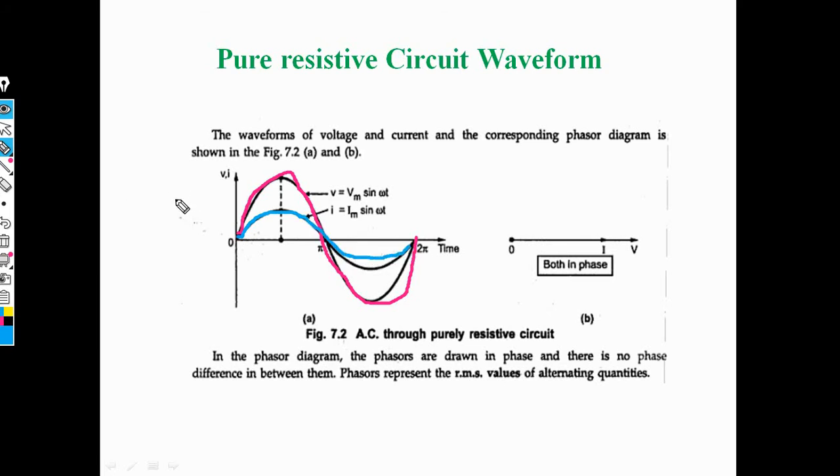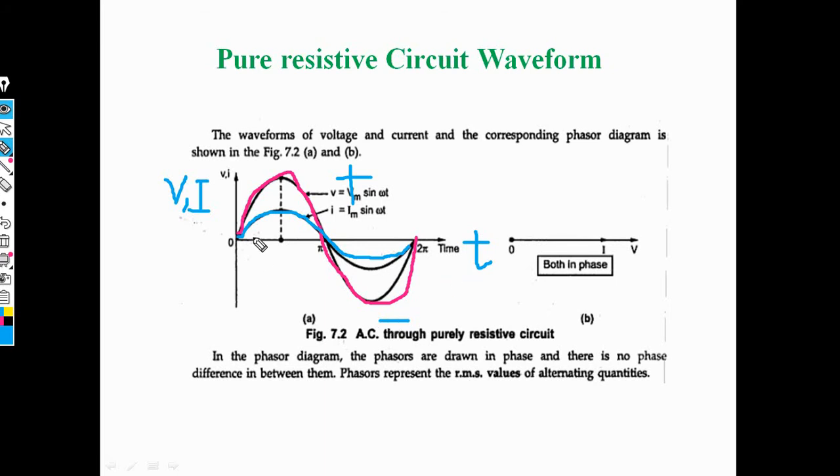The y-axis indicates voltage and current waveform with respect to time. This is the positive half cycle. This is the pure resistive circuit. Now this is the positive half cycle and this is the negative half cycle.